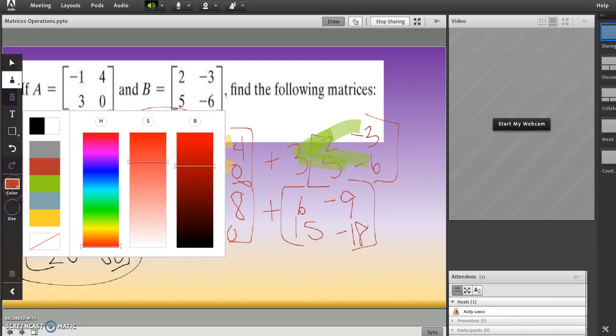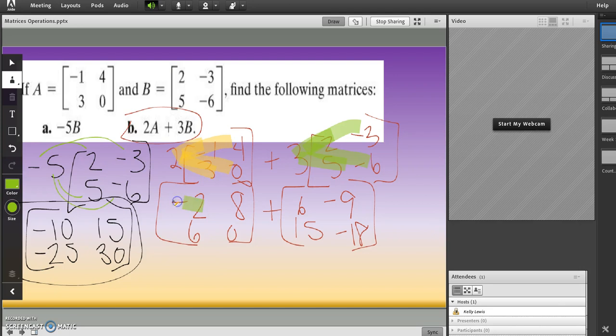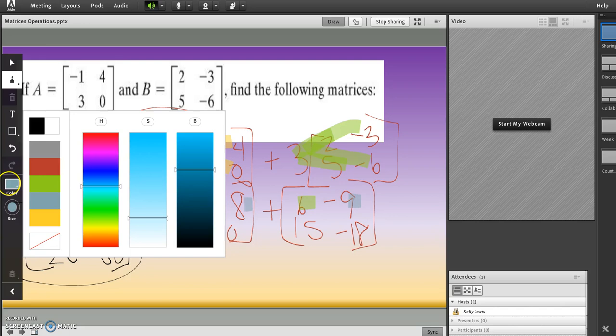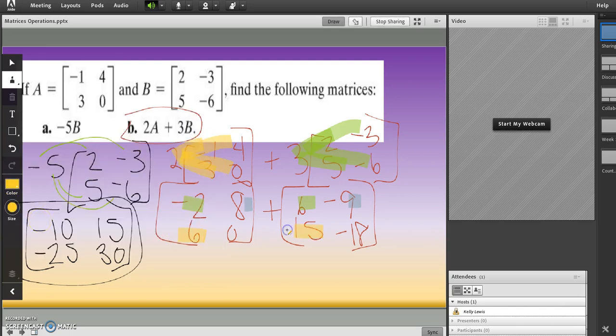Right now, we add terms in the same spot. So negative 2 and 6 make 4. 8 plus negative 9 is negative 1. 6 plus 15, 21. 0 plus negative 18, negative 18. And then the bracket around it. And that's what we get.